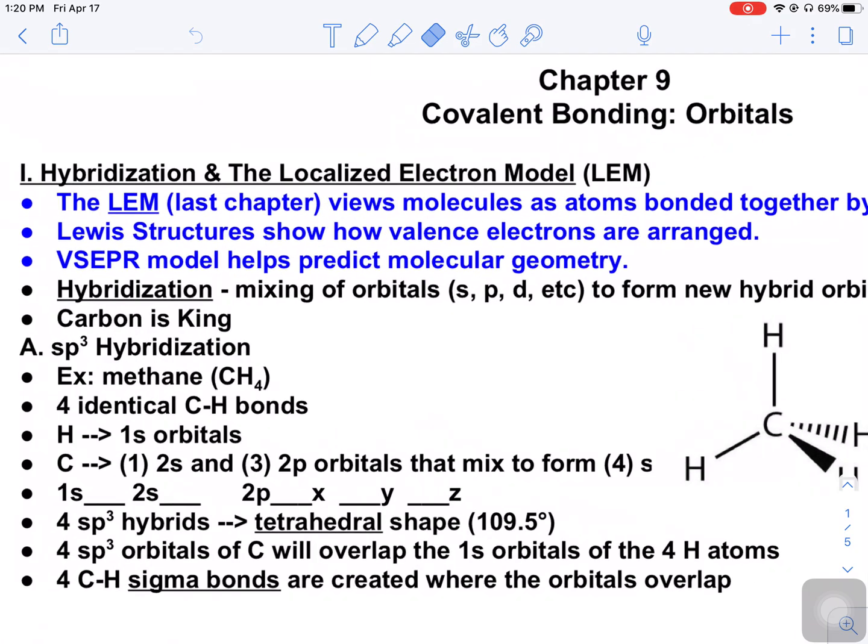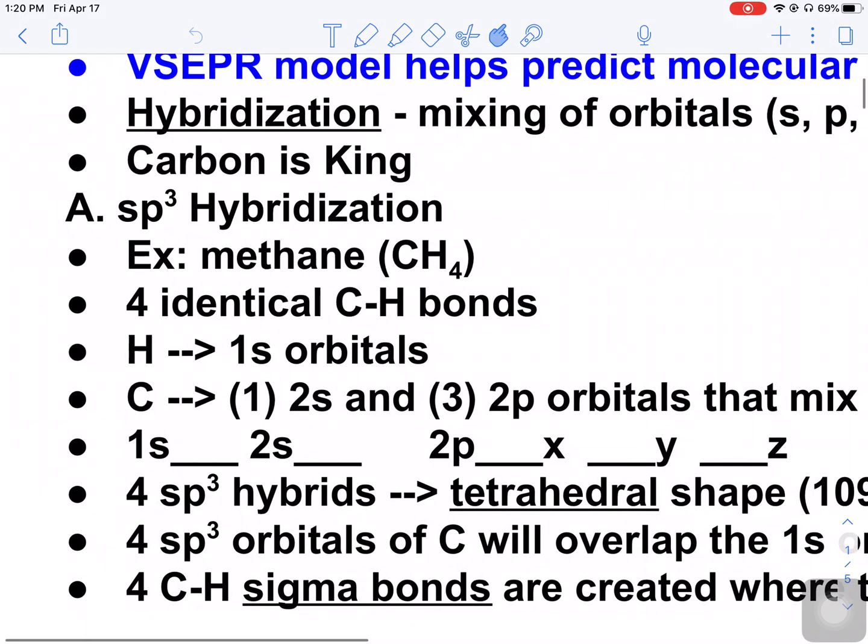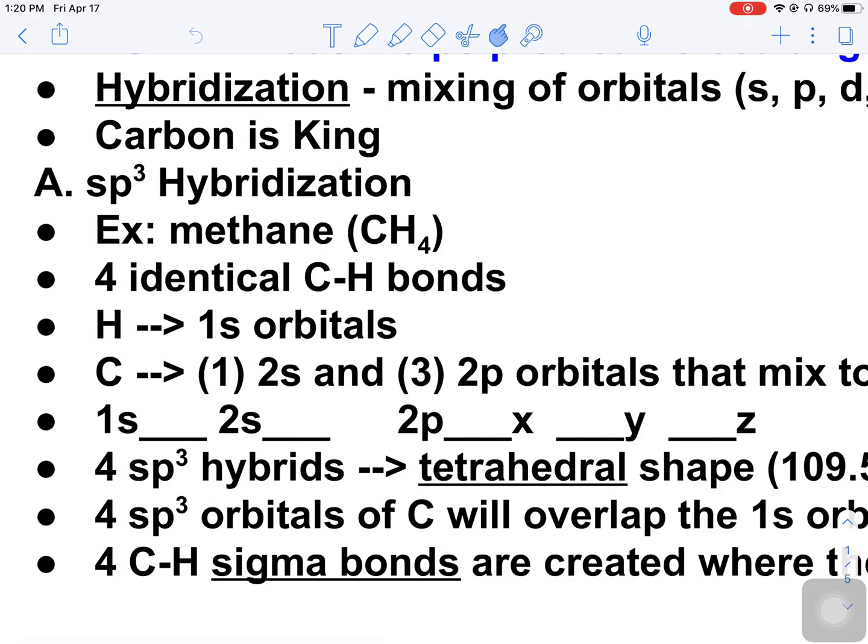And the first type is sp3 hybridization. So we know what an s orbital is. It's an area of an electron that can hold 2 electrons, and we know what a p orbital is. P orbitals can hold up to usually 6 electrons per atom. So if we look at something like methane, methane has a carbon in the middle surrounded by 4 hydrogens. So 4 single bonds, you say, and I agree.